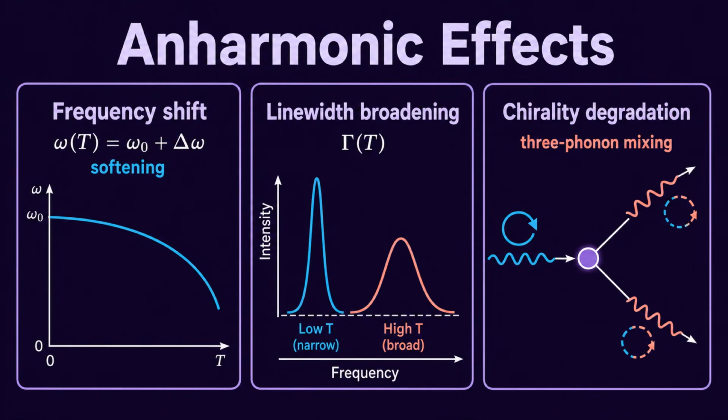Anharmonic effects become important at elevated temperatures. Frequency softening causes omega of T to decrease from omega 0 by an amount delta omega. Line width broadening increases gamma of T, reducing phonon lifetime. Three-phonon mixing processes can degrade phonon chirality by coupling left and right modes. These effects generally reduce chiral signatures at high temperature.